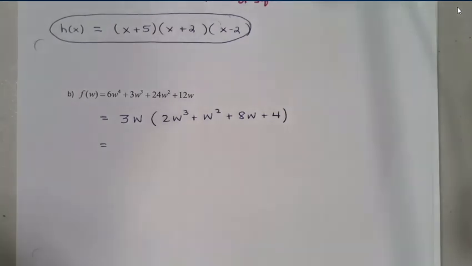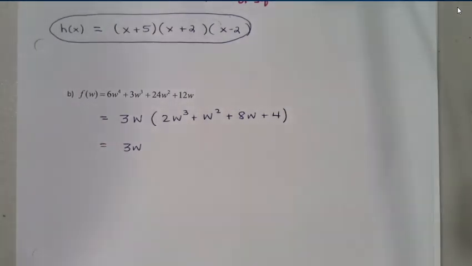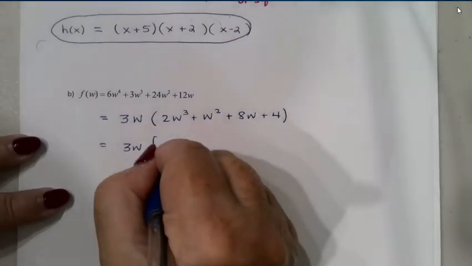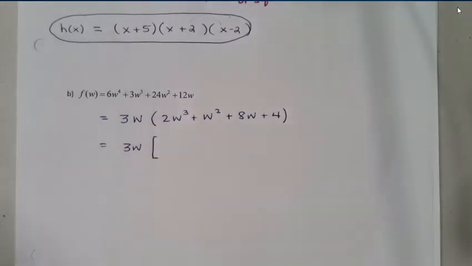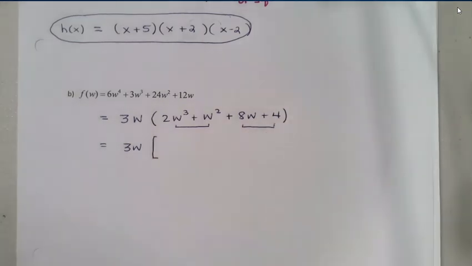3w is my first factor. I'm kind of done with it, so I'm just going to keep it out here the way it is. And personally, I like to use brackets when I'm going to do some more work with another part of the problem, which I'm going to do right now. 4 terms, so I'm going to go ahead and do grouping inside of here.